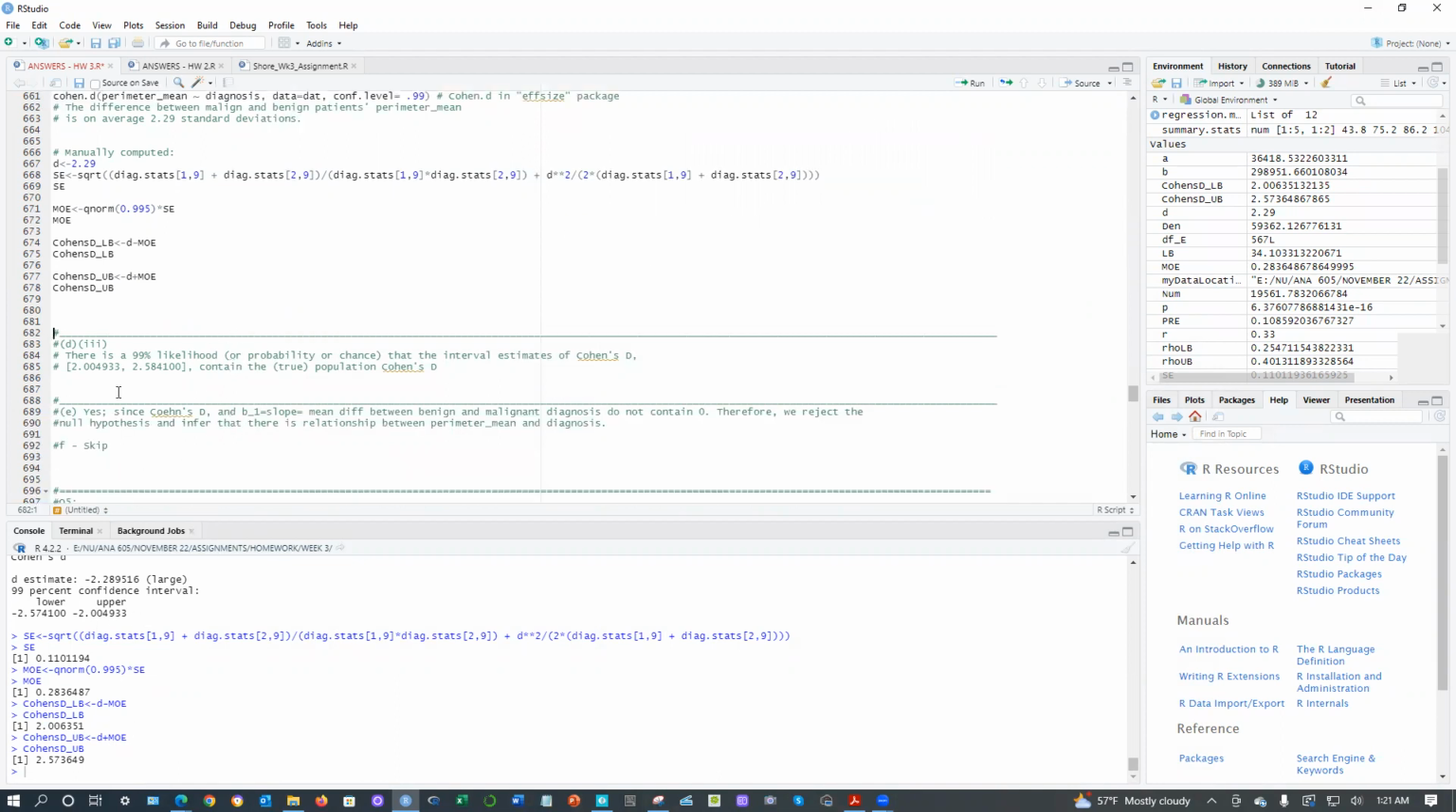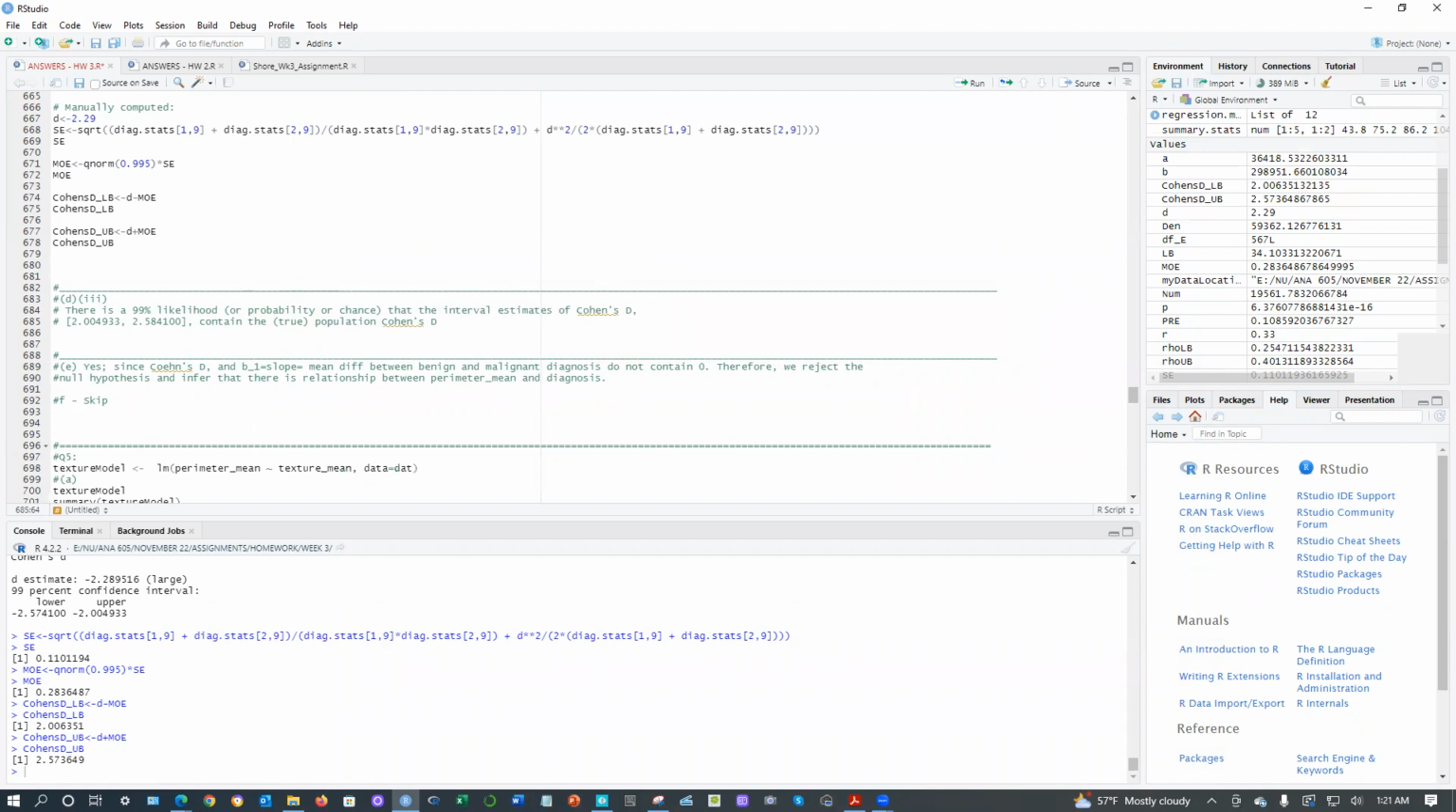So then interpret that one, you see, there's a 99% likelihood, or chance, that the interval estimate of coins D contains the true population P. And do you believe there's a relationship between perimeter mean and diagnosis? Yes, since coins D and B1, the slope, the mean difference between benign and malignant diagnosis, do not contain zero, therefore we reject the null hypothesis and infer that there's a relationship between perimeter mean and diagnosis.